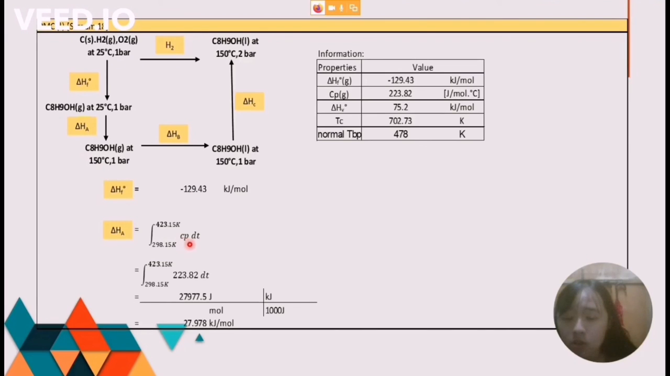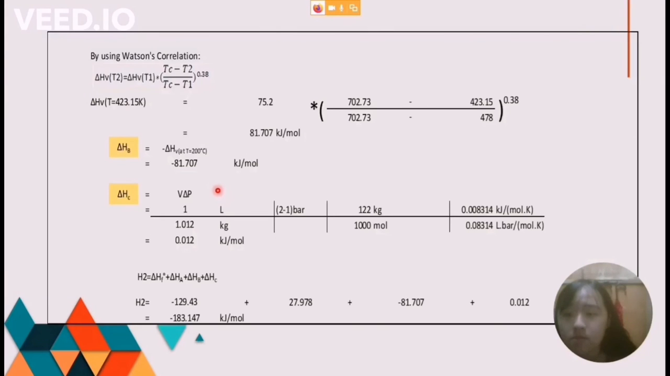Then we will use the heat capacity of the PMC gas to find HA. For HB, we will use the Watson correlation to find the enthalpy of vaporization. Then we will find the enthalpy of vaporization at 150 degrees Celsius, which is negative 81.707 kJ per mole. And Hc is the enthalpy change for the change of pressure.